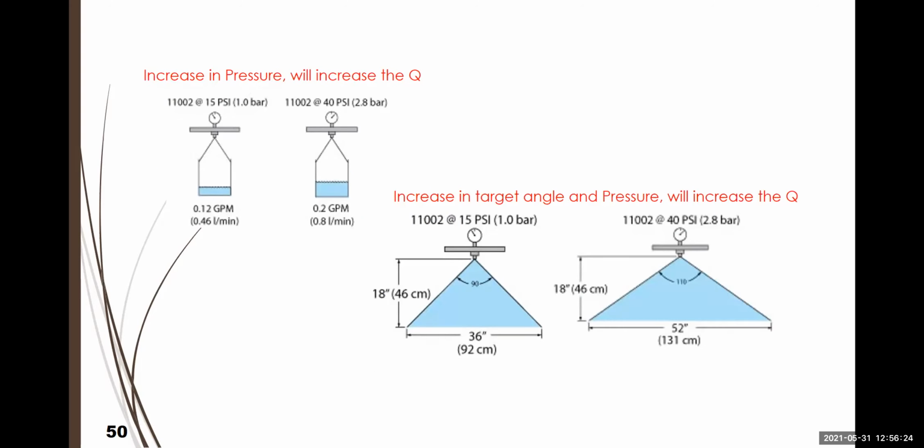Okay, all right. What if you have the pressure effect? Okay, so you can see here the liquid flow rates would increase if you increase the pressure. Okay, daripada satu bar, gambar daripada yang atas tu, top left. Satu bar dengan 2.8 bar, ataupun 15 psi versus 40 psi. You can see the flow rate is increased per minute, dan satu minit double, as what you have from one bar. Okay, so increase in target angle and pressure will increase the Q as well. Kalau target angle kamu berubah daripada 90 hingga 110, dia punya volume air yang keluar pun lagi banyak. So logic thinking. Okay, boleh faham ya? So I hope this is clear enough.